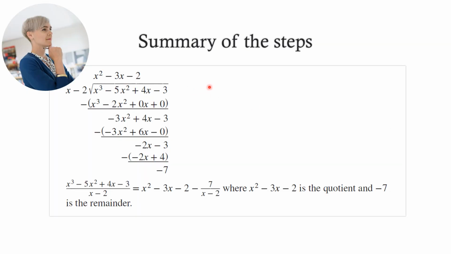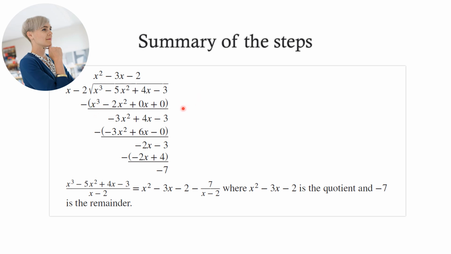Now, let's go to the summary of the steps of what we just did. So here we have the dividend arranged in descending powers of x. The divisor arranged in descending powers of x. The first term of the dividend, x cubed, divide the first term of the divisor, x, to obtain the first term of the quotient, x squared. And after that, the x squared will multiply the divisor, x minus 2. And our answer is going to be x cubed minus 2x squared.